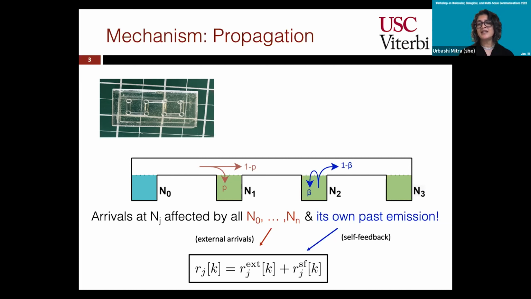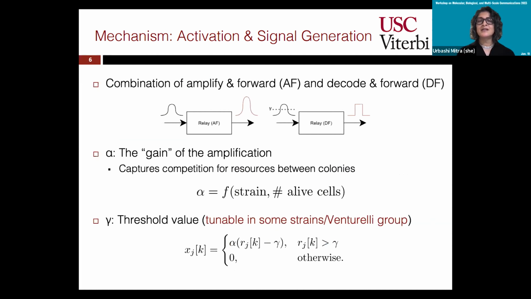Importantly, arrivals at each of these wells are affected by its own past emissions. So we have both external arrivals as well as self-feedback. The other thing that we need to take into consideration is a coupling between the colonies, because they actually compete for resources. If I'm taking an amplify and forward as well as decode and forward model here, the gain of my amplify and forward is a function of the competition of resources between colonies. So I need to take the strain type, the number of active cells, as well as the range between these two. This is something that we have to integrate into the model that affects both how I scale my signal before I transmit it on, and whether my signal is significant enough in order to be transmitted on. That's the decode and forward aspect of things.